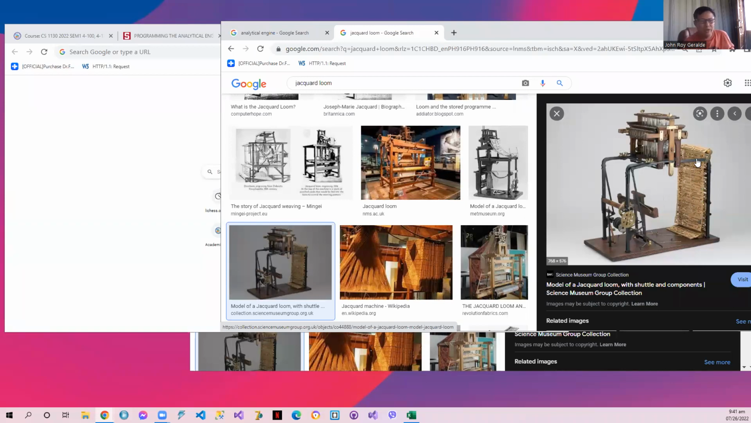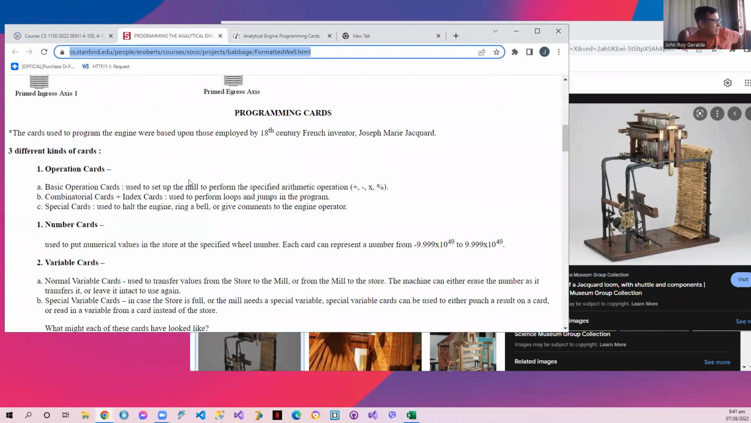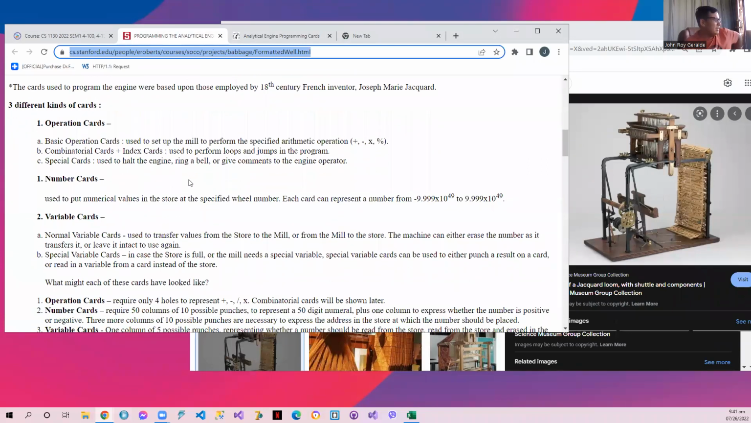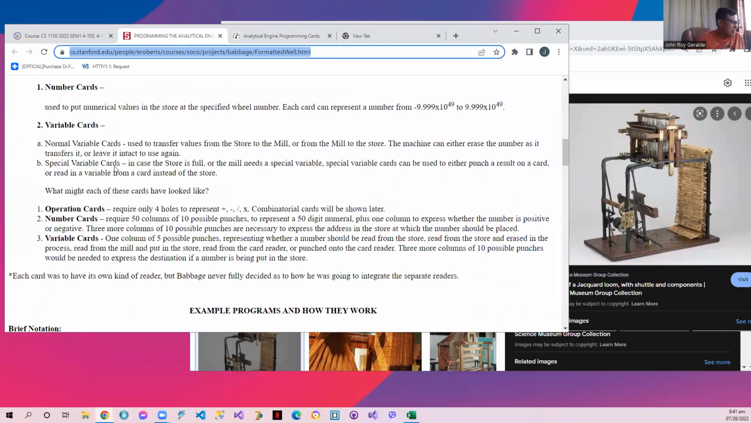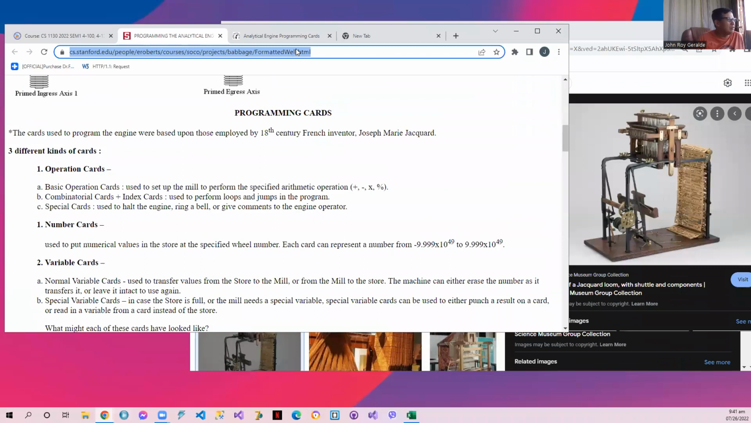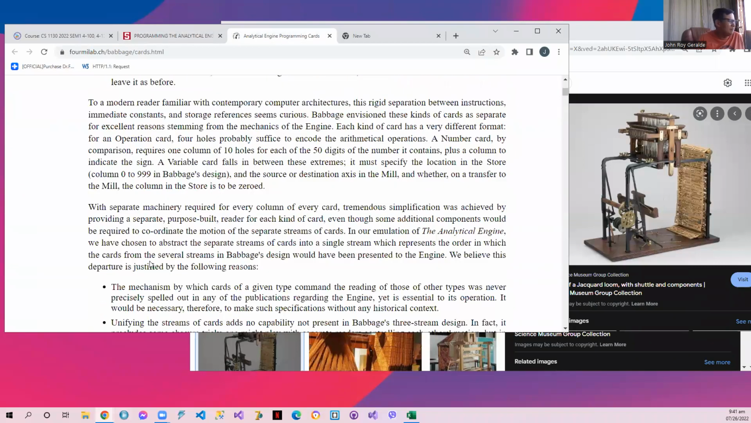The cards are used to store the program. They will be processed by the mill one command at a time. Okay? Do you follow? So these are the cards. What will be there in the cards? There are three different kinds of cards: operation cards, number cards, and variable cards. Do you follow? It's also here, no? Operation cards, number cards, and variable cards. Okay?